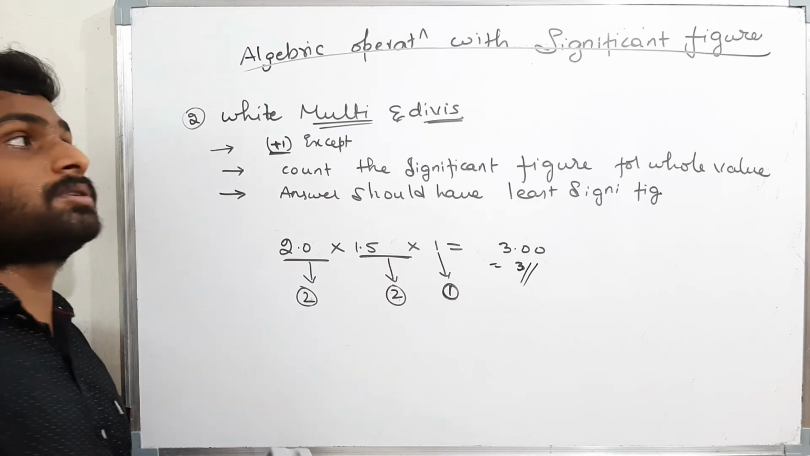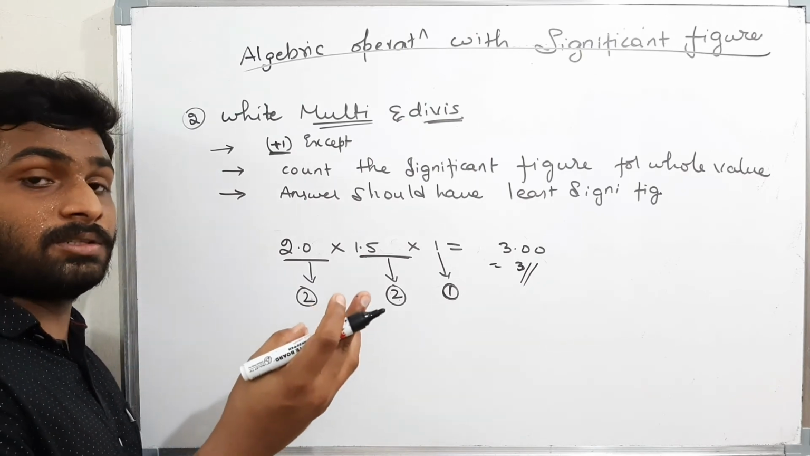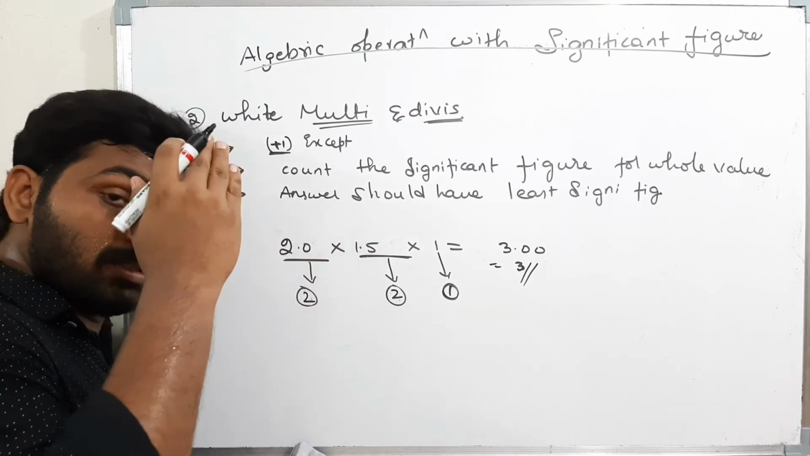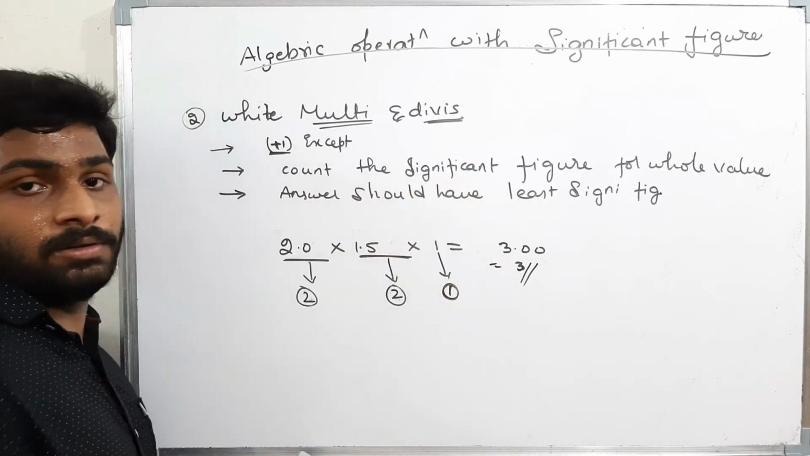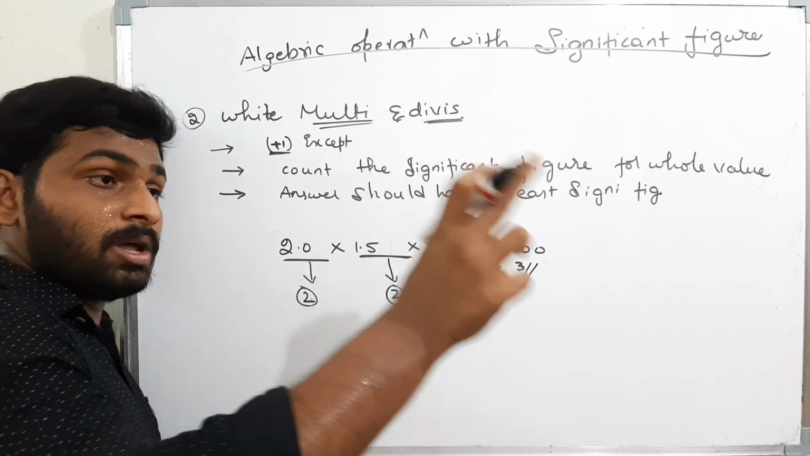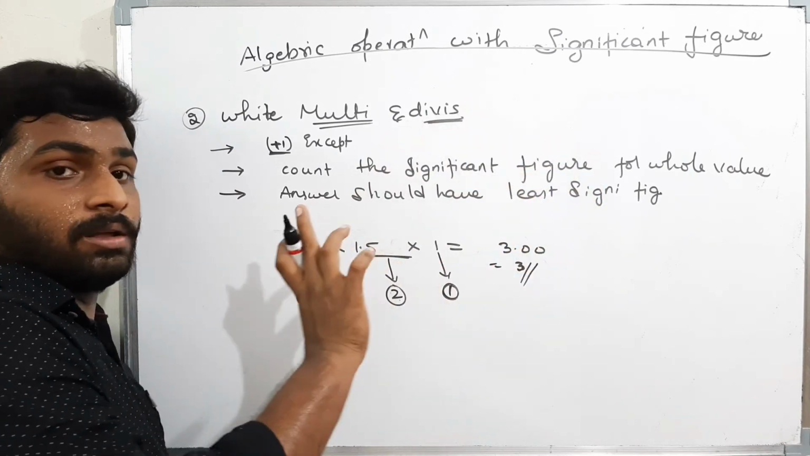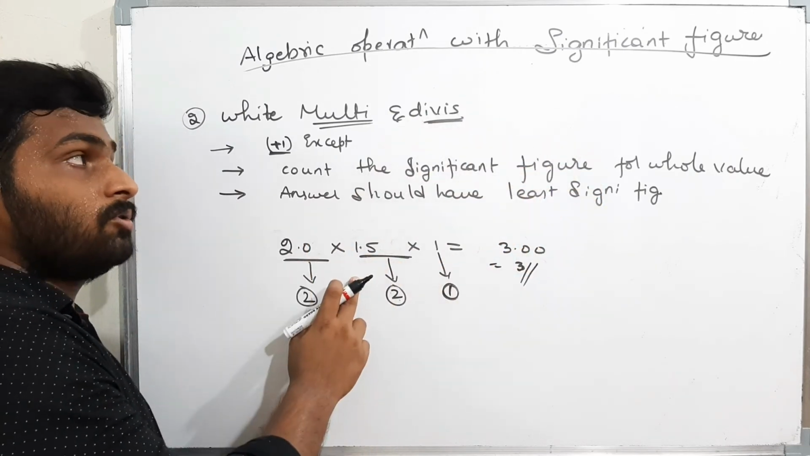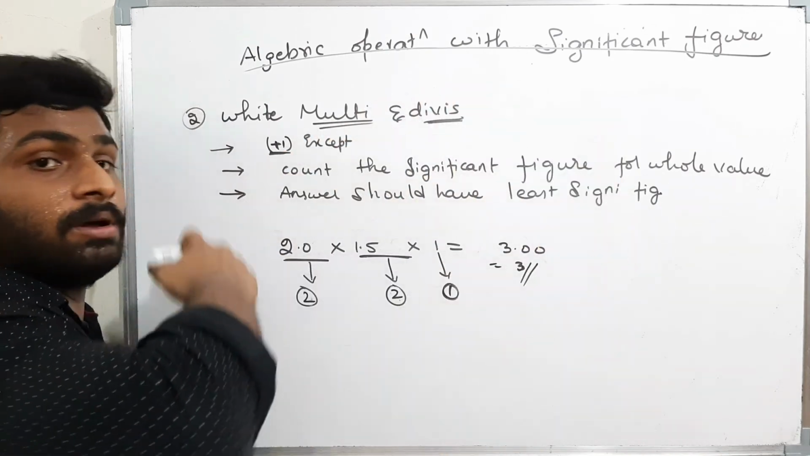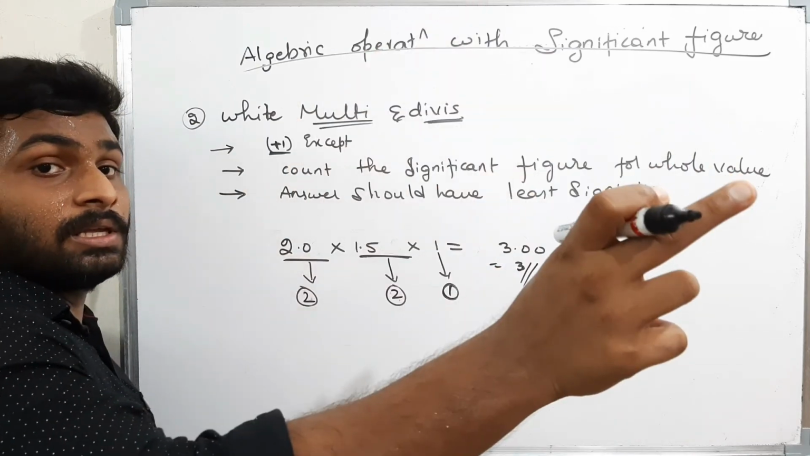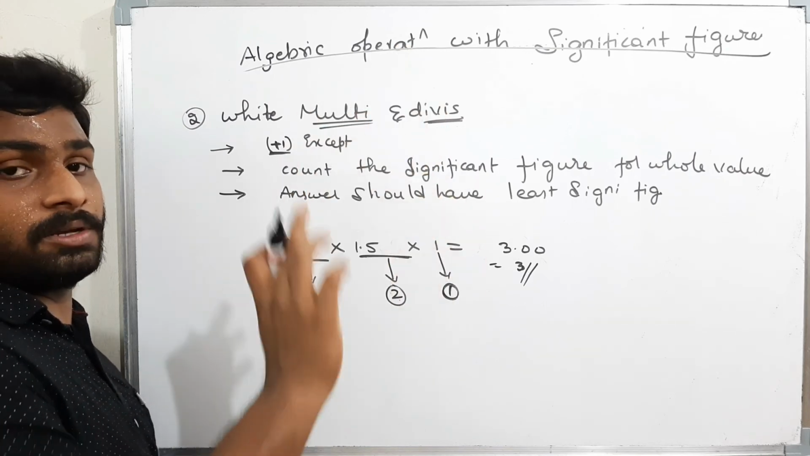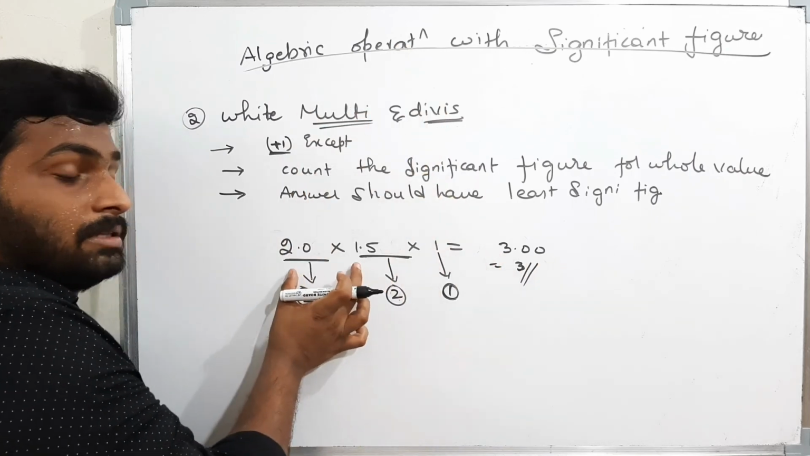These are the algebraic operations with significant figures: multiplication and division, addition and subtraction. When you are doing addition and subtraction, see only the digits after the decimal, and the answer should have the least number of digits used in the calculation. When you are doing multiplication and division, see the significant figures as a whole number, and the answer should have the least significant figures used in the calculation. It may be division or multiplication. The answer should have the least significant figures used in the calculation.